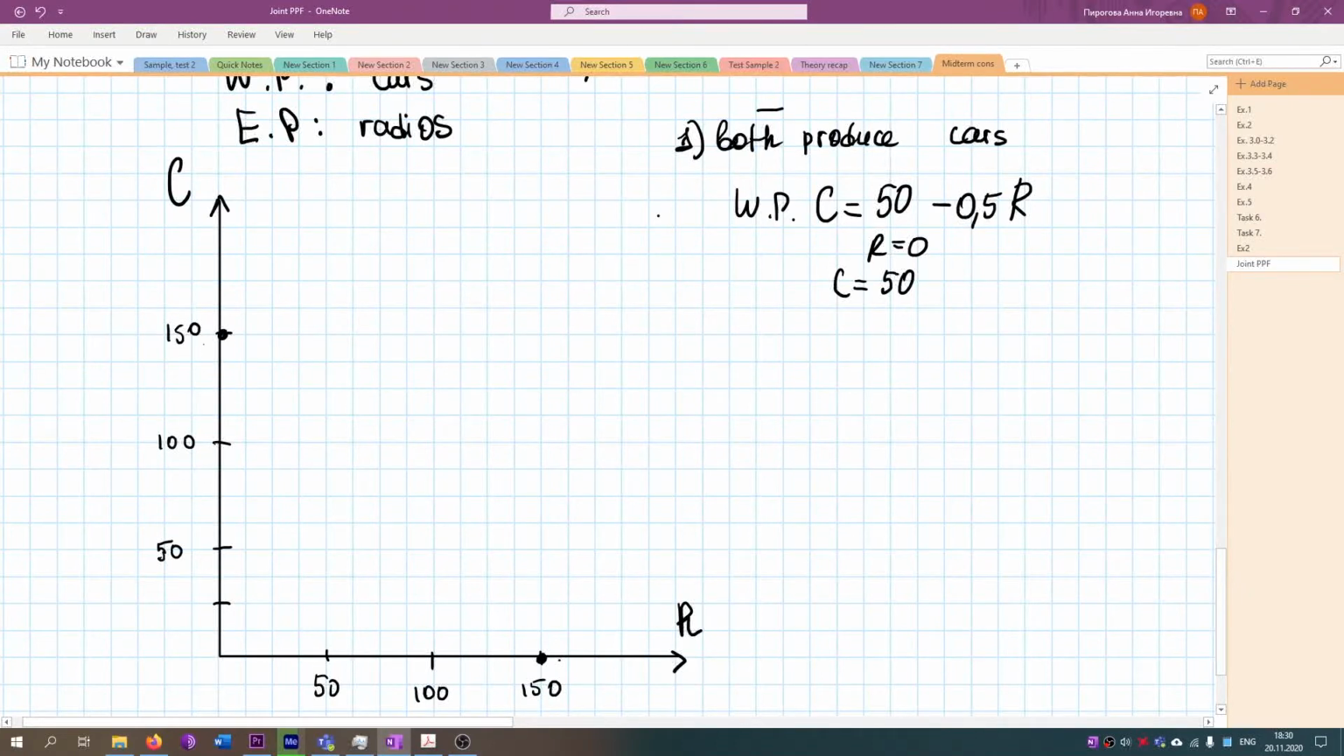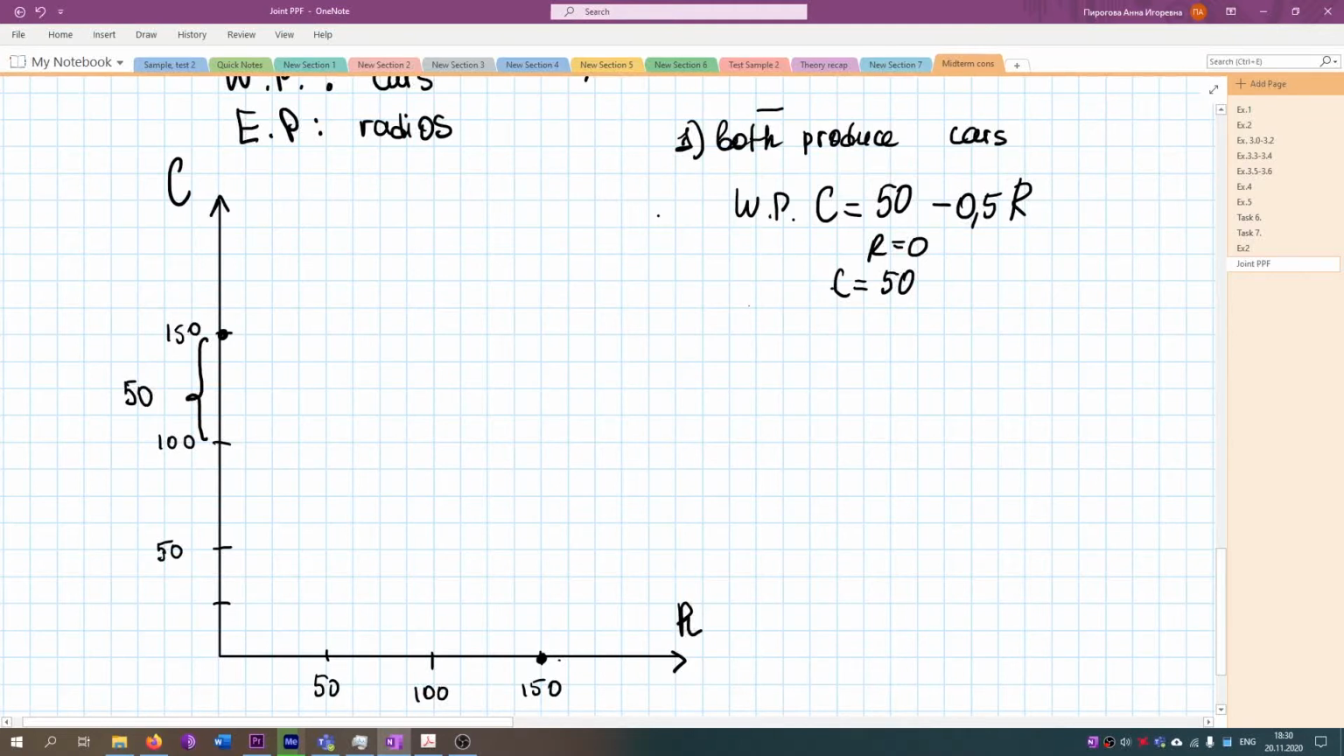And in this case, we know that Western production will produce 50 cars. So we should move 50 points down the y-axis.